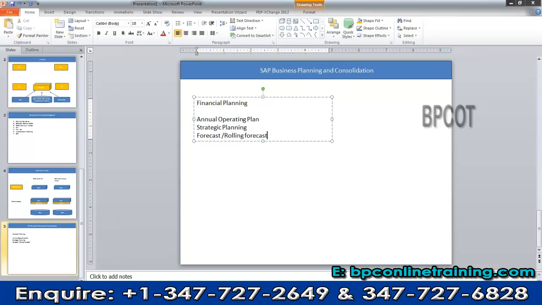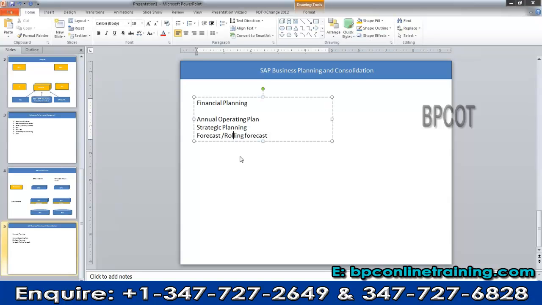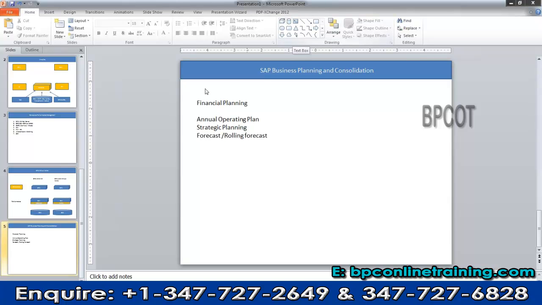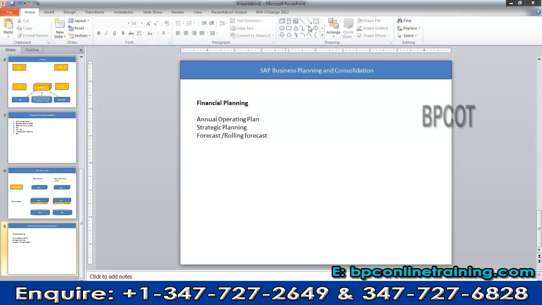BPC will not support you for day-wise planning or week-wise planning. You have to do your planning at least per month, every month. What is the cost for February, March, April, May, like that. So using financial planning or using BPC, you can do all these 3 types of plannings. Then you have something called legal consolidation.